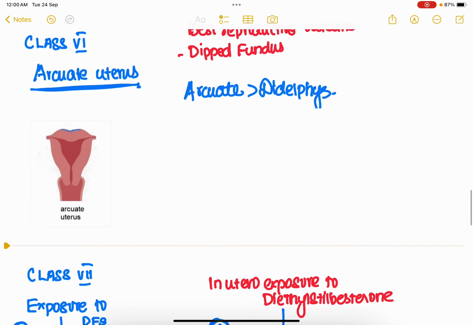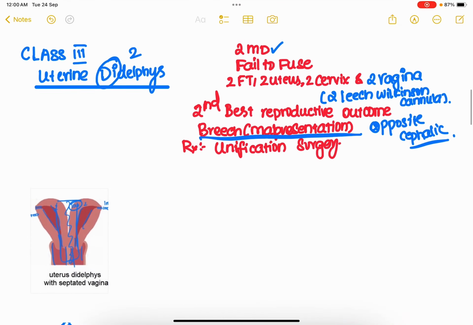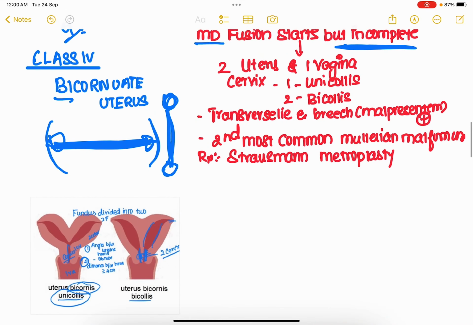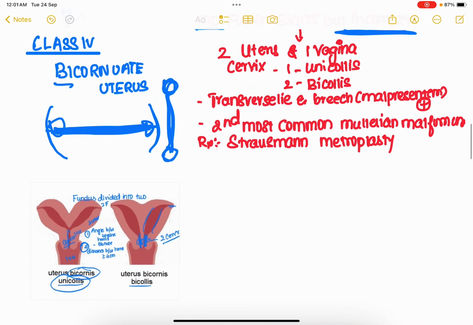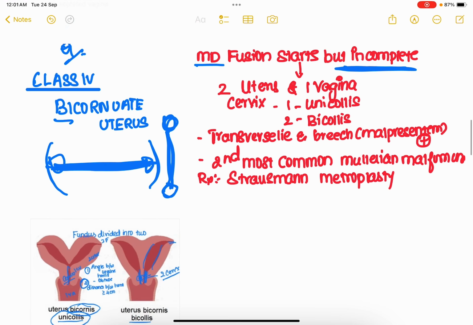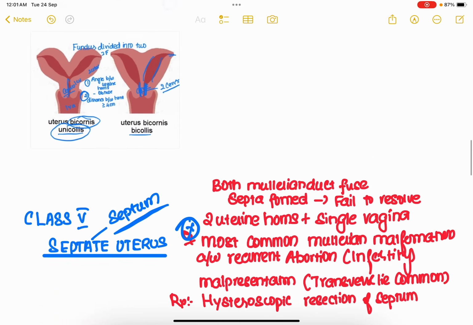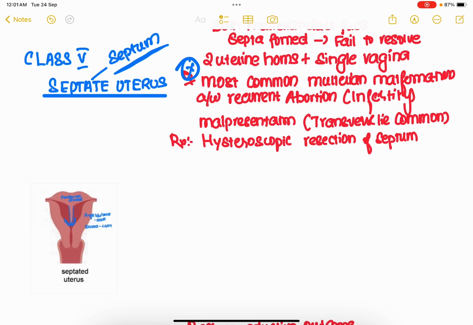How? Because we all know that between class 4 and class 5, you cannot differentiate based on the findings visualized on the HSG, right? So ideally you have to look at the fundus of the uterus. In bicornuate uterus, how would the fundus be? And in septate uterus, how would the fundus be? In bicornuate uterus, the fundus will be divided because two separate uterine cavities are present, and since the fusion is incomplete, the fundus is divided. So when the fundus is divided into two, it is bicornuate uterus. When the fundus is not divided into two, it is septate uterus.